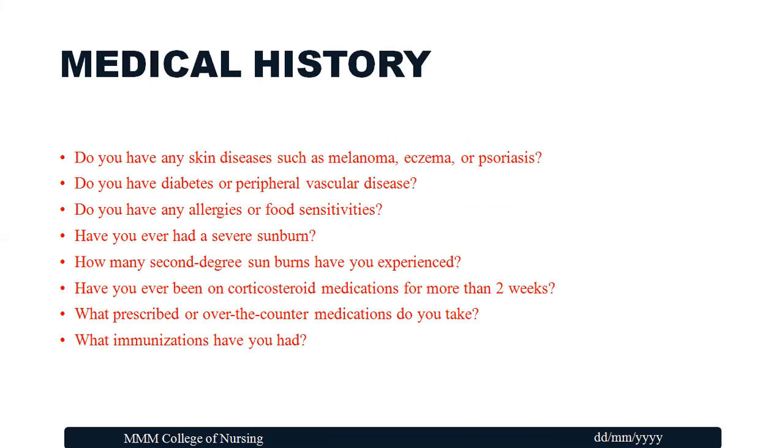How many second-degree sunburns have you experienced thus far? And have you ever been on any corticosteroid applications for more than 2 weeks? What prescribed or over-the-counter medications do you take? And what is your immunization schedule, or what have you taken thus far? This is the medical history you will have to collect from the patient.